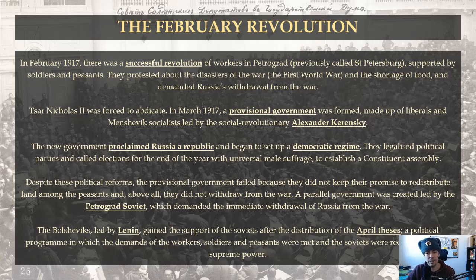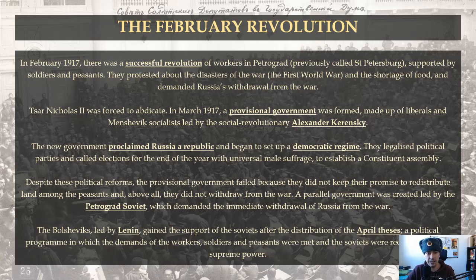It was supported by the soldiers and the peasants. It started with a strike of the workers of the Putilov factory, and then it led to the dethroning of the Tsar and the establishment of a provisional government in March of 1917, which was made up of liberals and Menshevik socialists and led, well, first by the Prince Lvov, but later by the social revolutionary Alexander Kerensky.